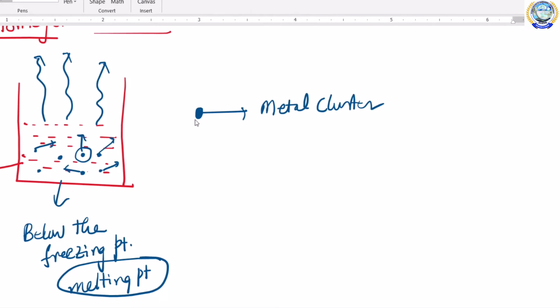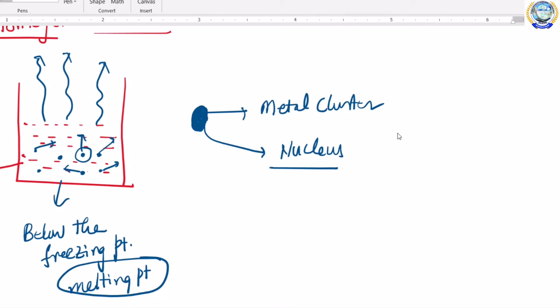This metal cluster is moving with very slow velocity. Whenever it meets another metal cluster, it will add this cluster. So finally, 2 or 3 metal clusters will add together and form one big cluster having a critical size or a minimum size. This particle now is not called a metal cluster, it is called a nucleus.